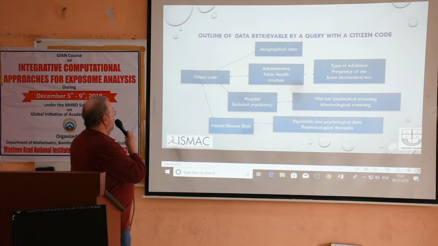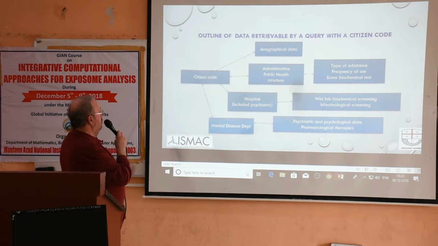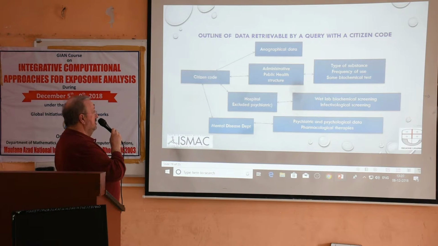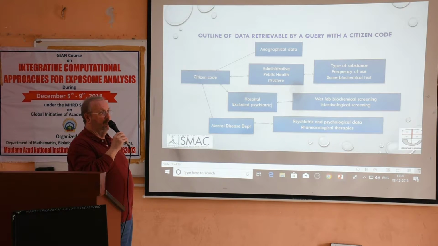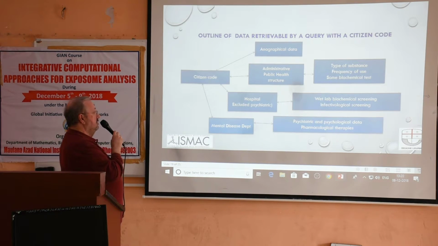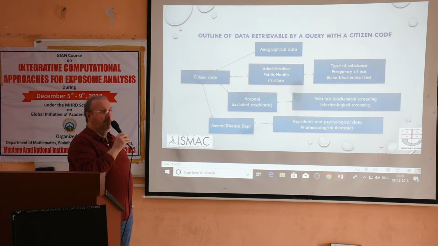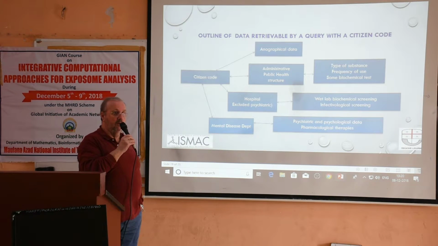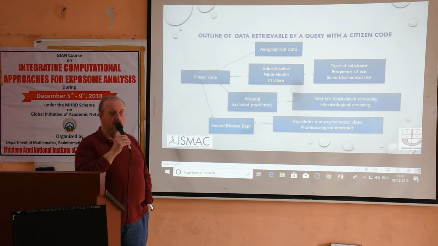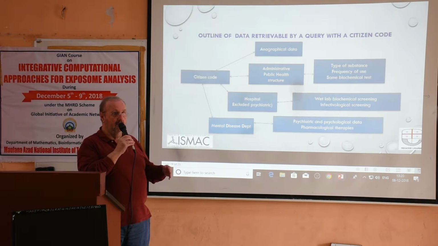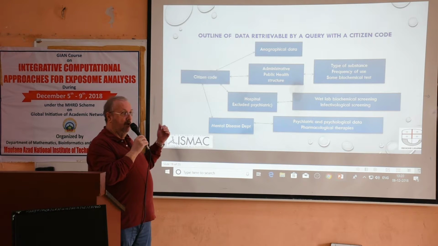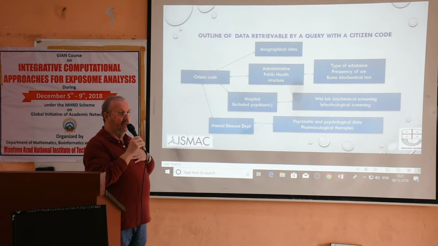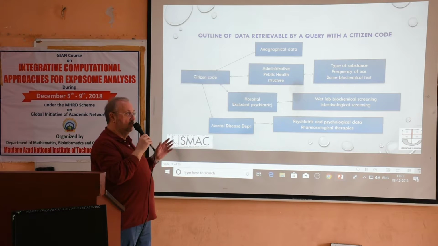What happens? What does this slide show? First, it shows one of the problems, the citizen code. In the root of this slide, the citizen code is a problem because we are on the border of violating privacy. Because behind the citizen code there is my health, your health, and so on.